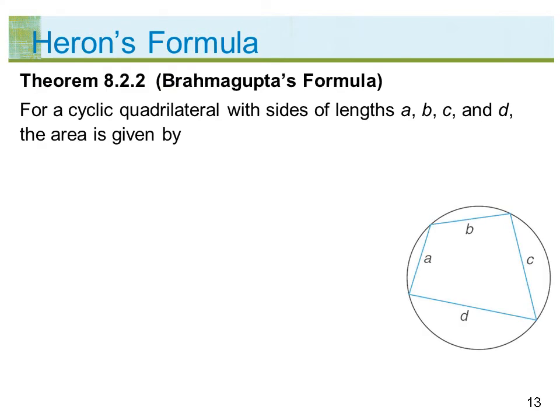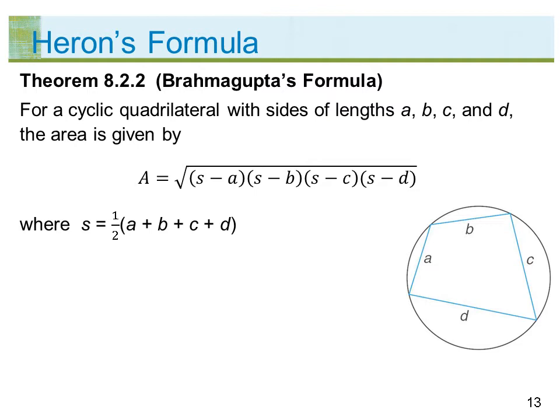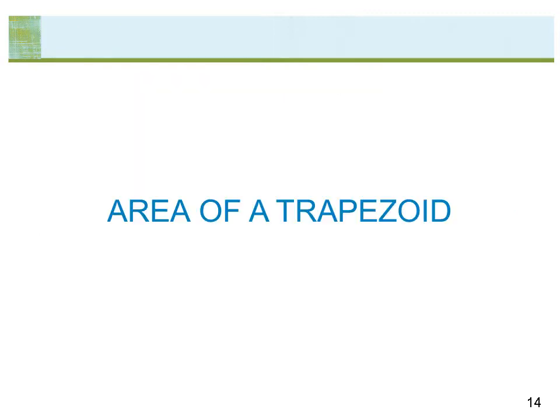Theorem 8.2.2, Brahmagupta's formula. For a cyclic quadrilateral with sides of lengths A, B, C, and D, the area is given by capital A equals the square root of the quantity S minus A times the quantity S minus B times the quantity S minus C times the quantity S minus D, where S equals 1/2 the sum of A plus B plus C plus D.